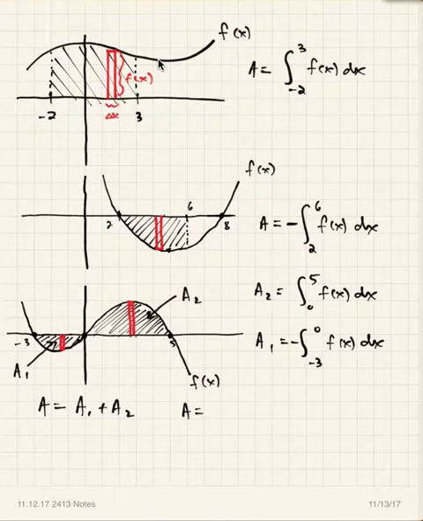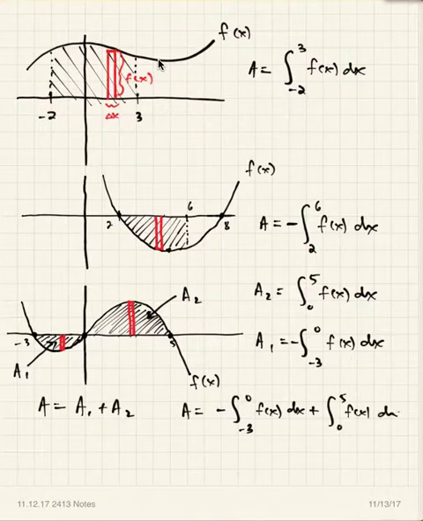So our area in this case would be the opposite of the integral from -3 to 0 of f of x dx plus the integral from 0 to 5 of f of x dx. Now, there is a way to write this as just one integral. The way to write this as one integral would be the integral from -3 to 5 of the absolute value of f of x.